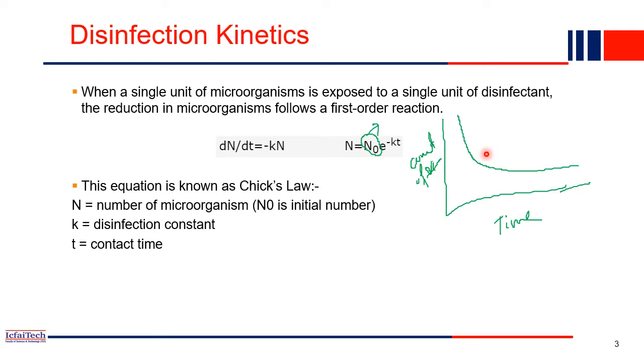This equation we call Chick's law. N naught is the initial number of microorganisms, and k is the disinfectant constant. We use some chemicals for the disinfection purpose, so the disinfection constant will be changing depending on which type of chemical we use. Depending on the chemicals, the k value will be chosen, and t is the contact time, meaning how much time the reaction takes place. So this is the actual disinfection kinetics happening in the water.